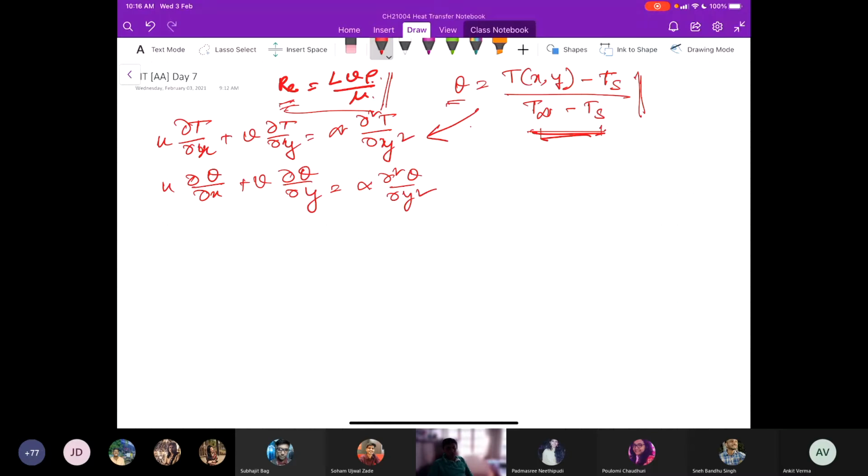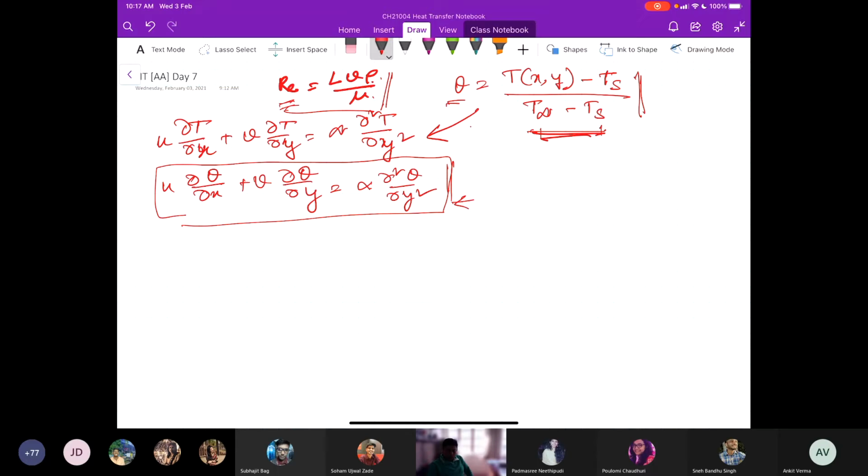And then we further non-dimensionalize the domain. There are several similarity parameters that we find out. We are not going into the details, but if we solve this problem for a non-dimensional domain and a non-dimensional problem, we end up in a situation where it can be solved.